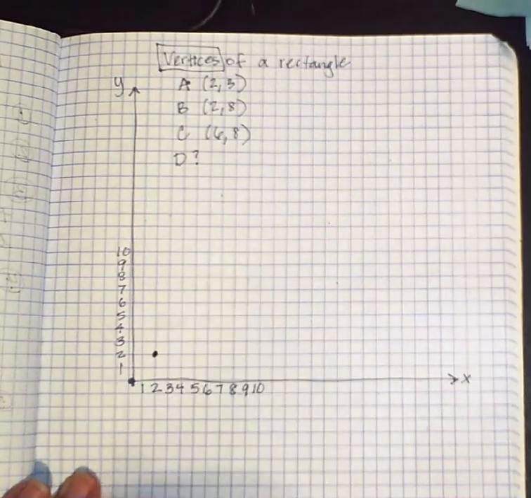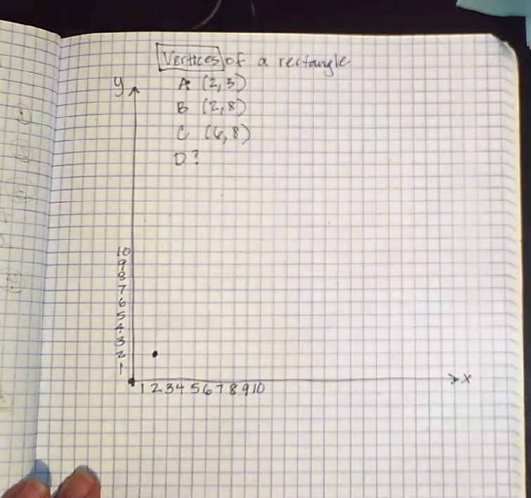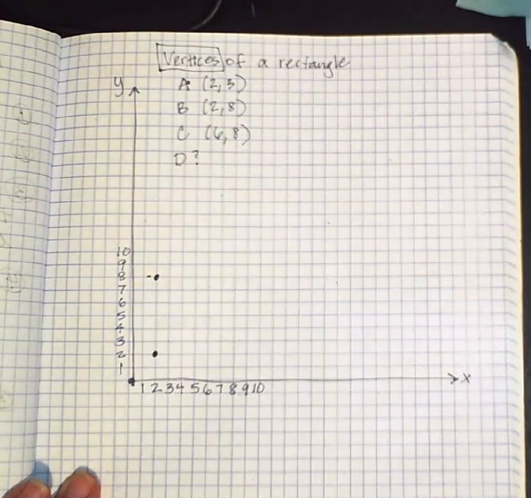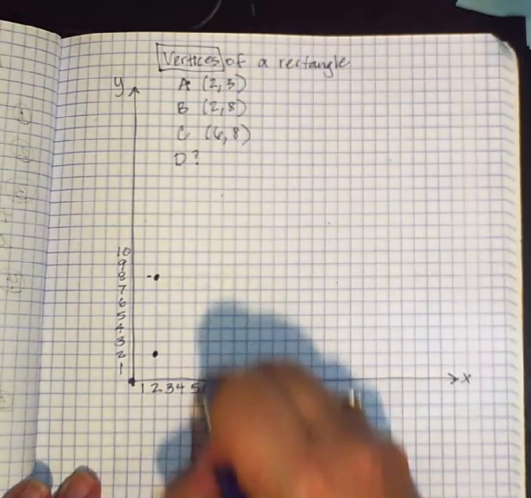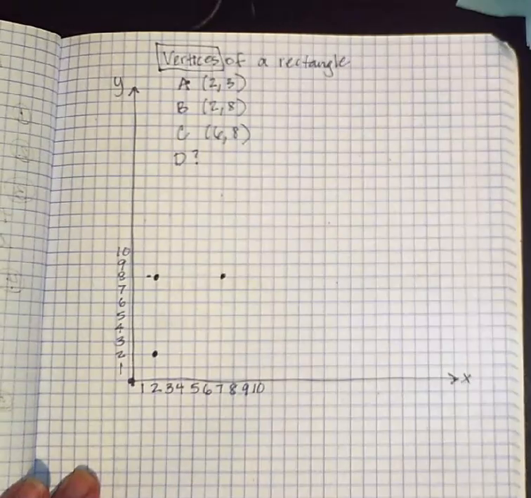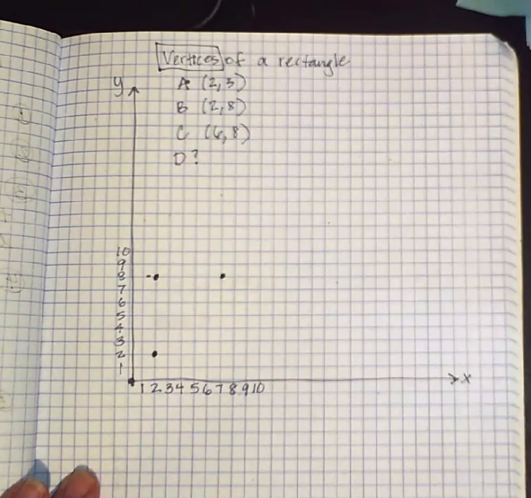Remember, to the right and up. Hopefully we're getting really good at that. 2, 8, 6, 8. Okay, and that's letter A. Letter B says determine the ordered pair for point D, the 4th vertex.